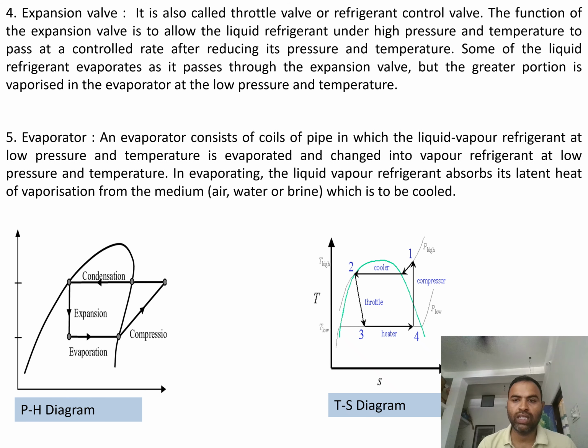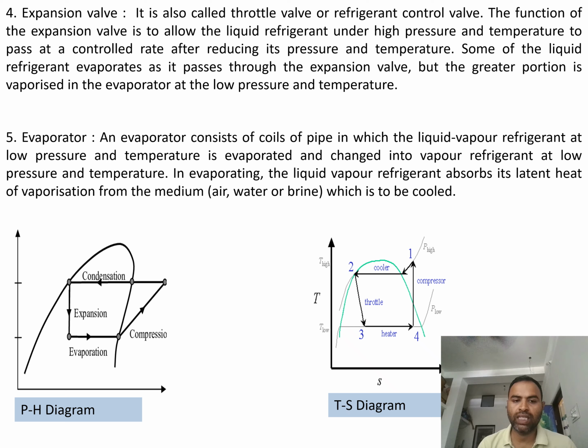And last is evaporator. An evaporator consists of a coil of pipes in which the liquid refrigerant at low pressure and temperature is evaporated and changed into vapor refrigerant at low pressure and temperature. In evaporating, the liquid refrigerant absorbs its latent heat of vaporization from the medium. The medium may be air, water, or brine, which is to be cooled.